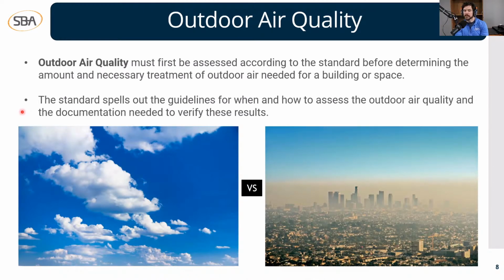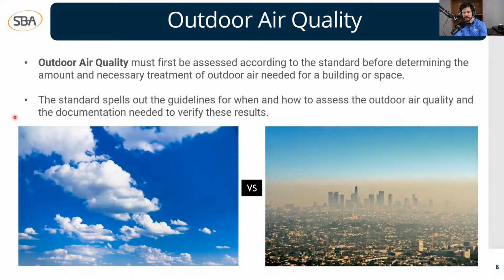Now, before we get into how much outdoor air to bring into a building, and also what ASHRAE specifically covers, ASHRAE 62.1 also says we need to assess the quality of that air first. And that makes a lot of sense, right? Because bringing in dirty outdoor air without the proper treatment is like filtering water through a screen door. It doesn't help. And it actually could hurt.